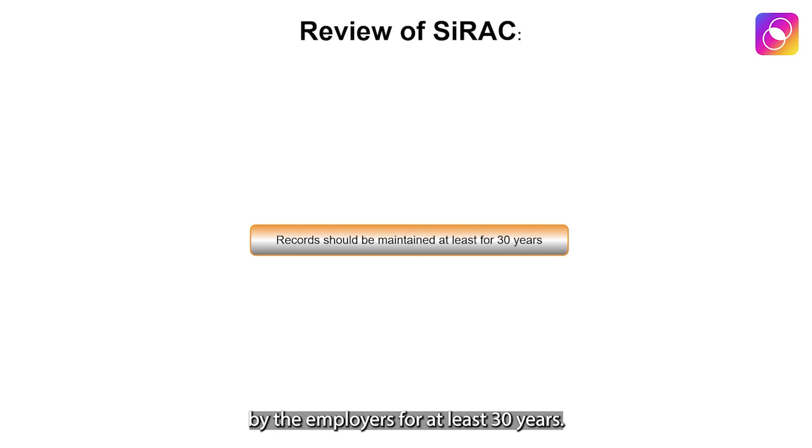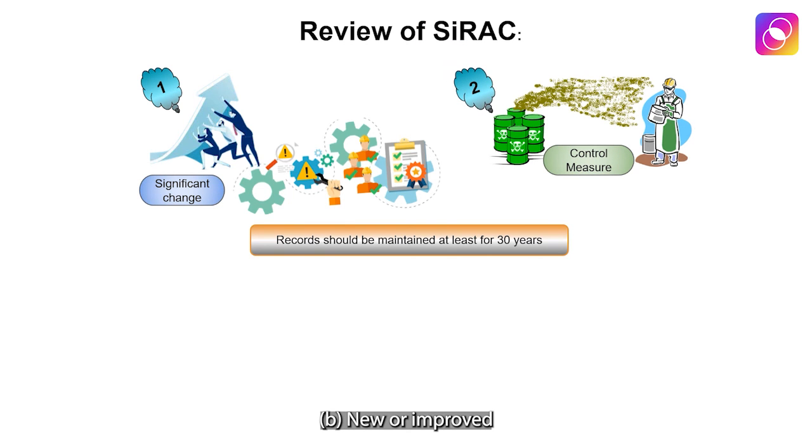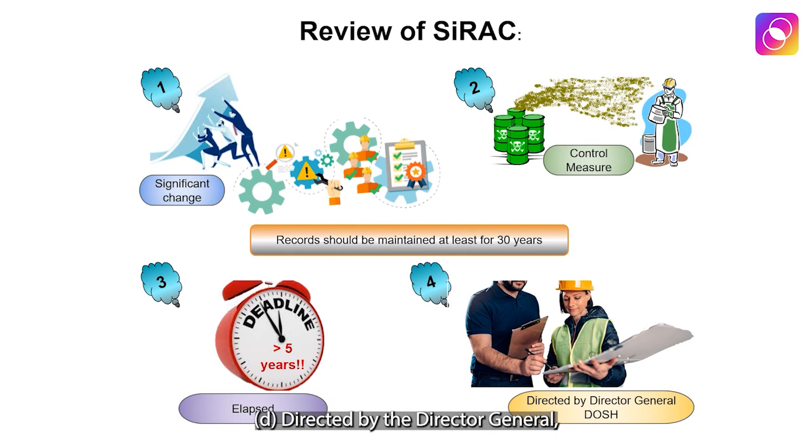SiRAC records should be maintained by the employers for at least 30 years. According to USECHH regulations, the employer shall review the assessment if: A. There has been a significant change in the work that could affect the outcome of the assessment. B. New or improved control measures are implemented. C. More than 5 years have elapsed since the last assessment. D. Directed by the Director General, Deputy Director General, or the Director of Occupational Safety and Health.